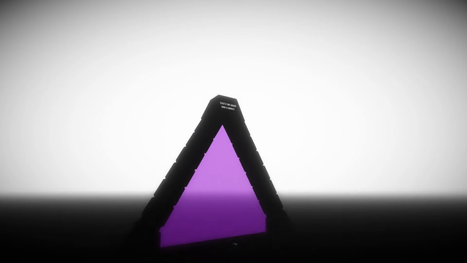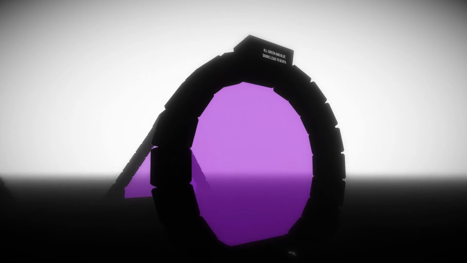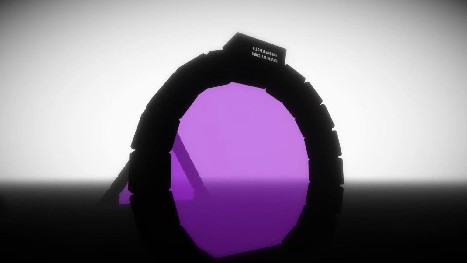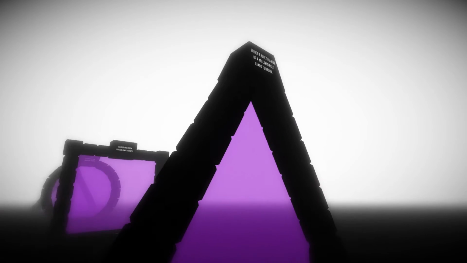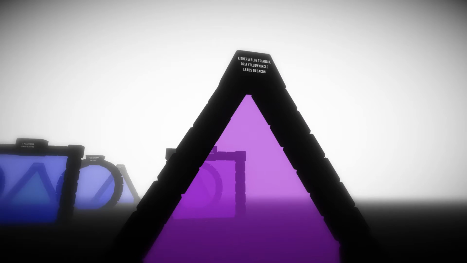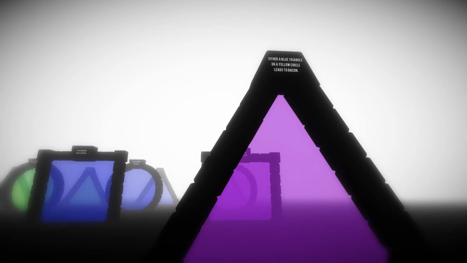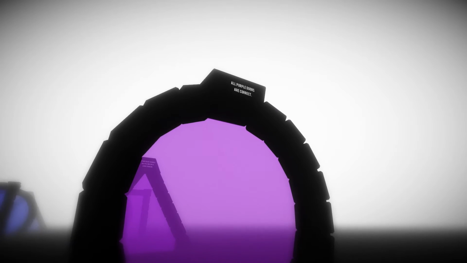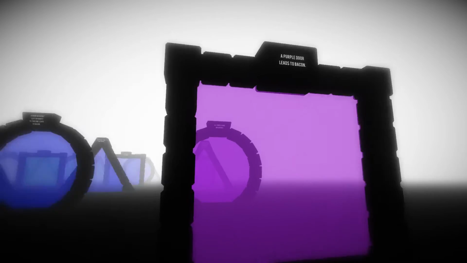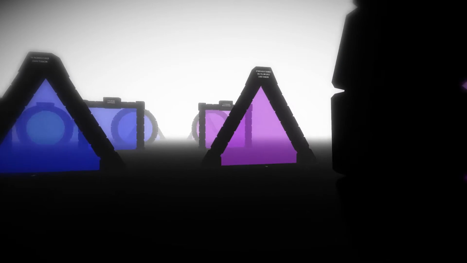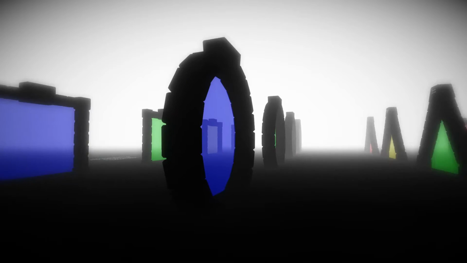Exactly one square door is correct. That could work. All green and blue doors lead to death. That could work. All red and green circles lead to death. That could work as well. Either a blue triangle or a yellow circle leads to bacon. All purple doors are correct. A purple door leads to bacon. Okay, so it's got to be green. It has to be green because those are inconsistent.